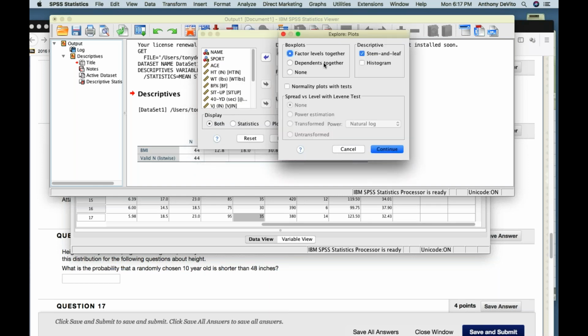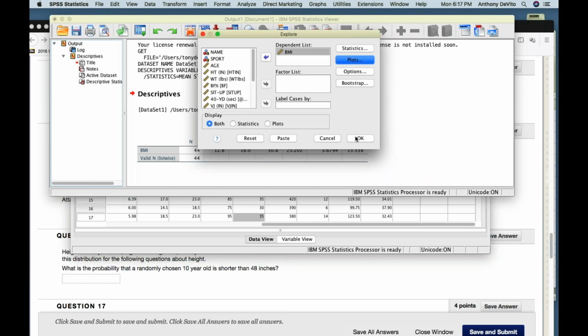And in plots, well, let's see, you don't see box plot in here because by default, Explore always creates box plots for anything that you analyze. But I can ask it to do histograms as well. So I'm going to click on histograms. Perhaps I'd be interested in seeing how normally distributed these BMIs are for this sample. And then I'm going to click OK. Actually, before I do that, you might want to consider that if I just wanted the statistics, I'd click that. If I just wanted the box plot and the histogram, I'd click that.